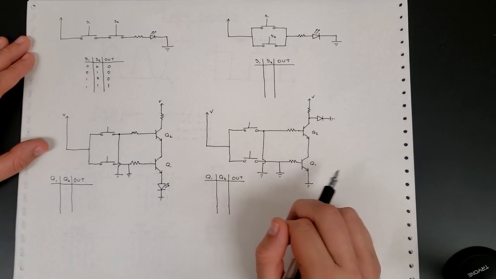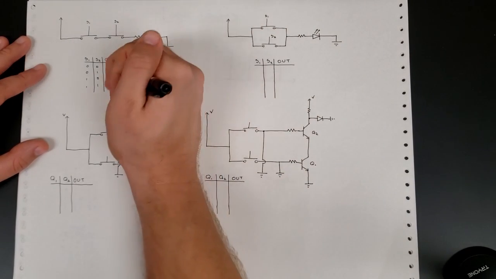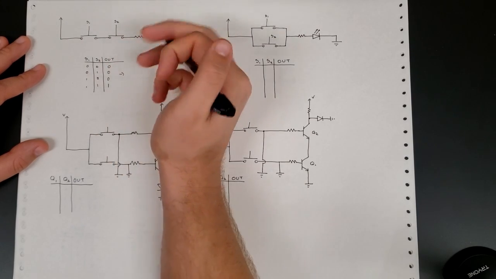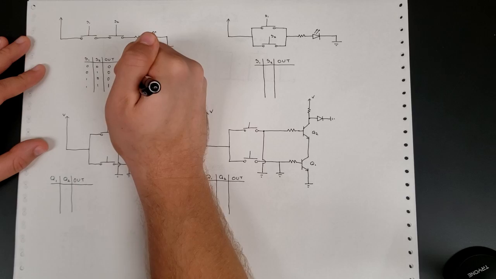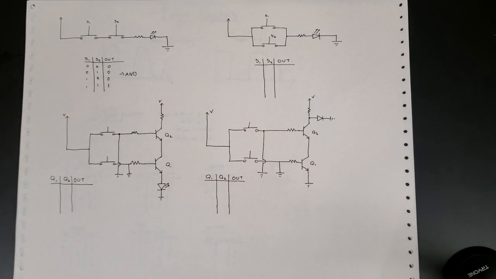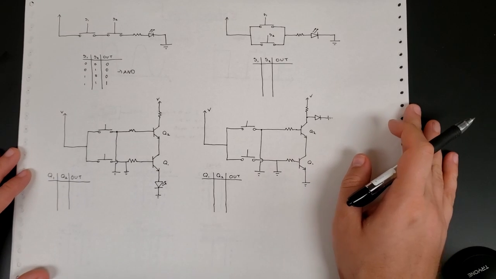Now, referring to your charts, right, and looking at this output, we can see that this type of gate, or this circuit that we built, functions as an AND gate. Okay, so the very first circuit that you'll see is an AND gate, right? So this is a very simple AND gate.